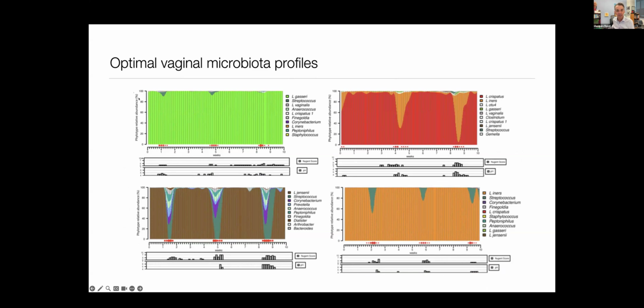And you can see that even during episodes of menses, there are some communities that basically resist change, others don't, but they also change differentially. So, for example, this one has almost a BV-like state, even though those prototypical bacteria like Gardnerella and Atopobium are not found in this particular community. This is Streptococcus, and here is Lactobacillus iners.